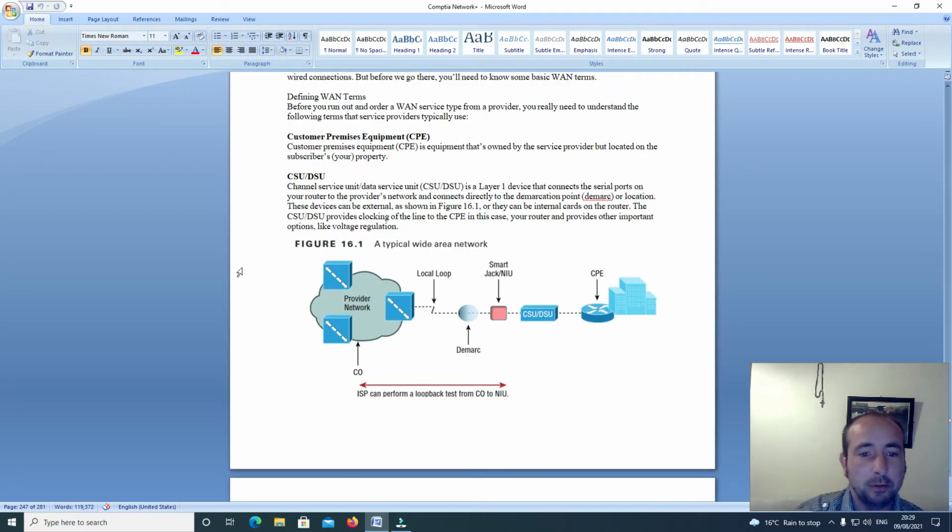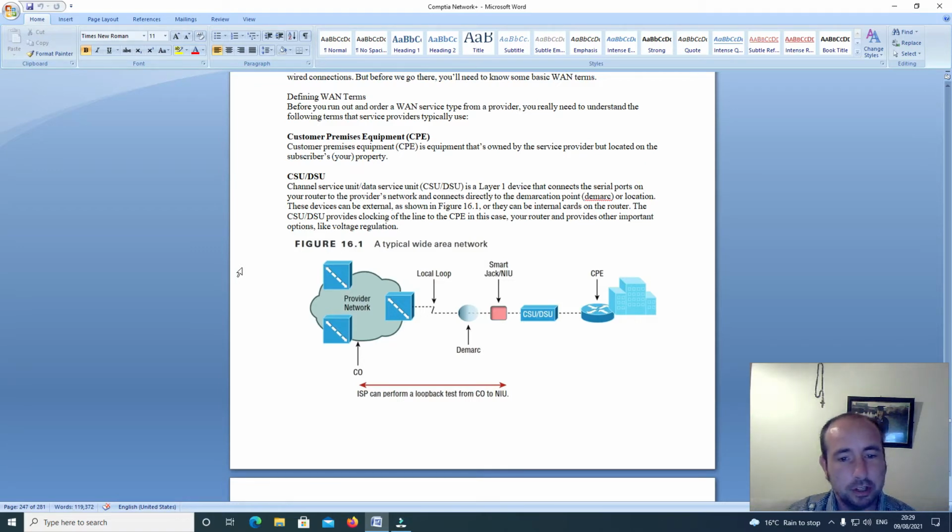Defining WAN terms. Before you run out and order a WAN service type from a provider, you really need to understand the following terms that service providers typically use. Customer premises equipment, CPE. Customer premises equipment is equipment that's owned by the service provider but located on the subscriber's property.